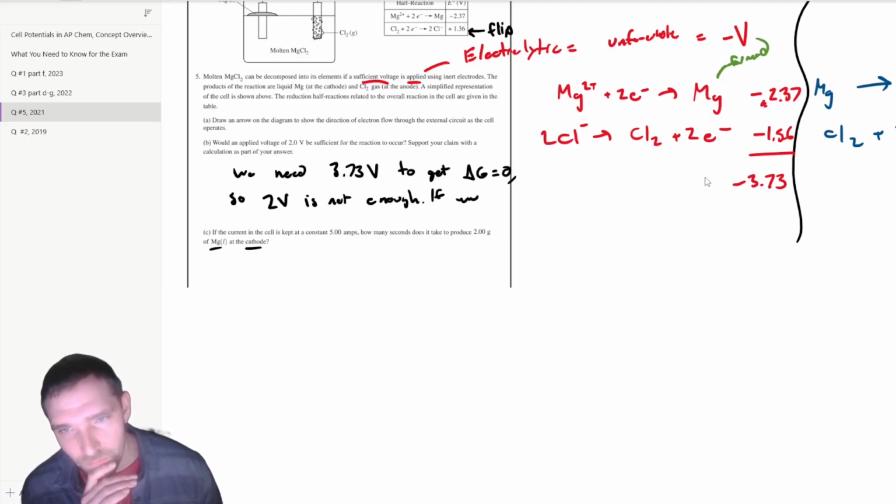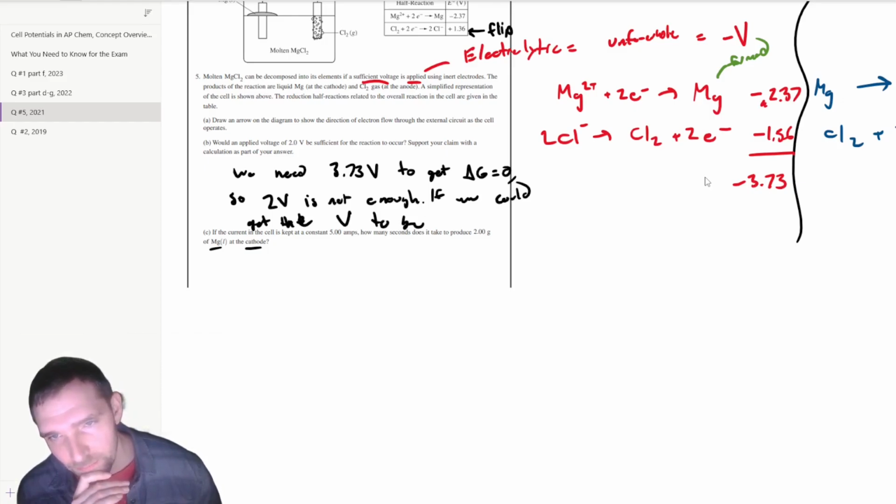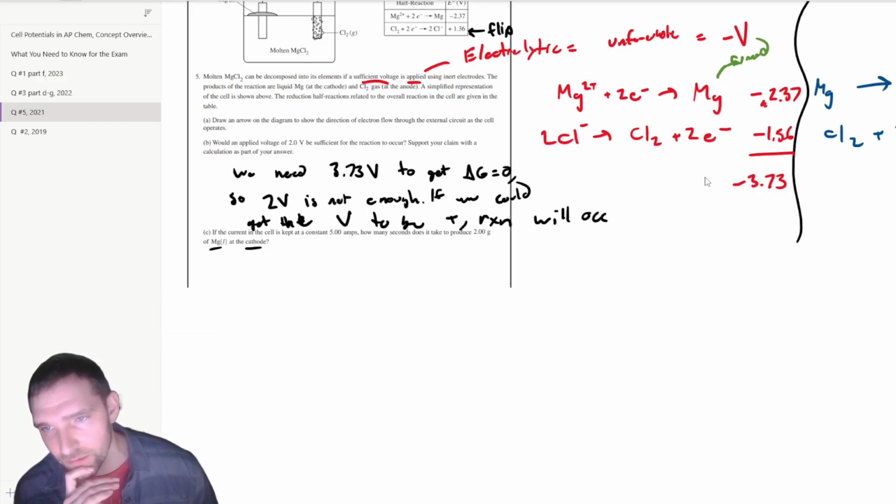If we could get the volts to be positive, the reaction will occur. Reaction will occur forwards.